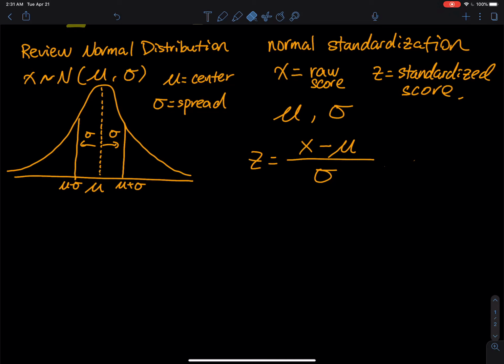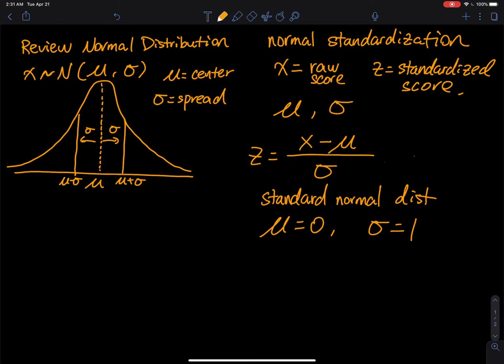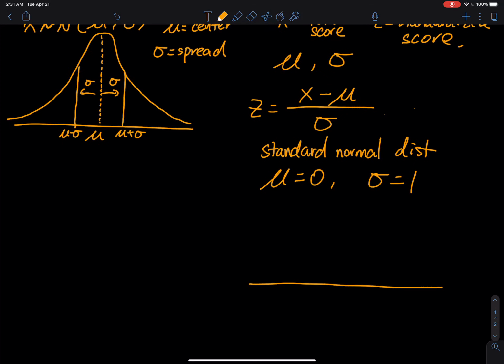Standard normal distribution. What is standard normal distribution? Standard normal distribution means now the mean is equal to 0 and the standard deviation is equal to 1. So we have a bell curve, a normal curve. 0 is in the middle.